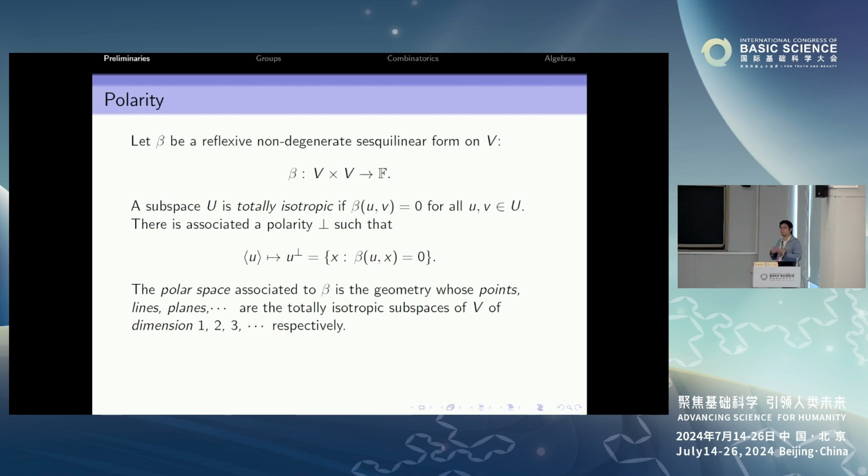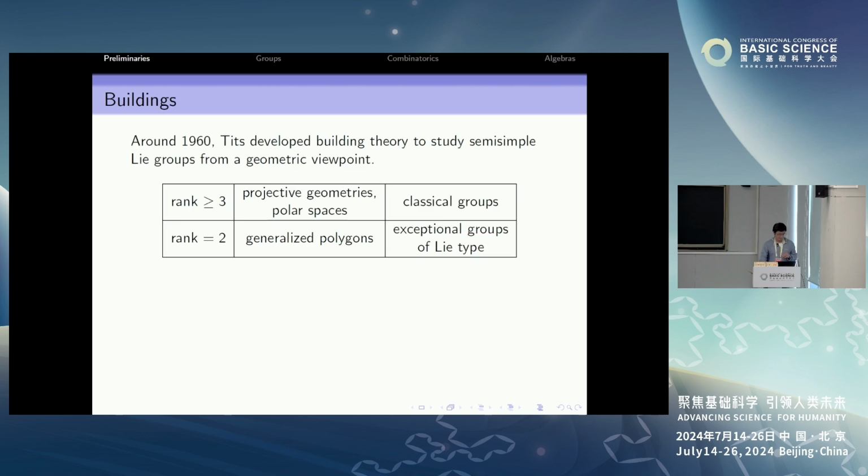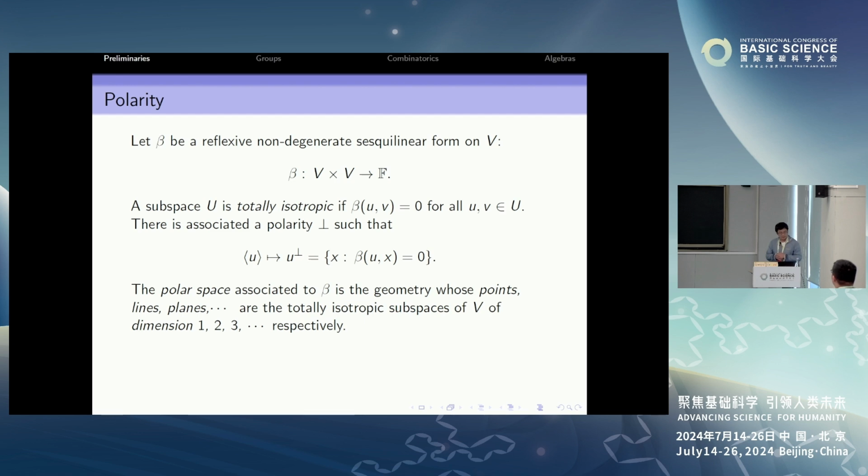Okay, we will briefly explain what the classical groups are and how to define the related polar space and the group. Let beta be a reflexive, non-degenerate sesquilinear form on a vector space. There are actually symmetric bilinear forms, alternating forms, or Hermitian forms. So there are only 3 types.